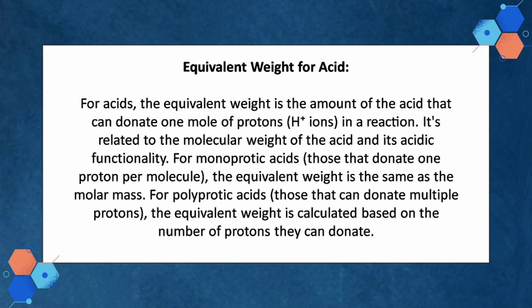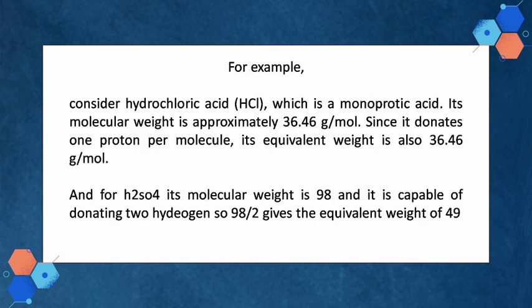For example, consider hydrochloric acid, HCl, which is a monoprotic acid. Its molecular weight is approximately 36.46 grams per mole. Since it donates 1 proton per molecule, its equivalent weight is also 36.46 grams per mole. And for H2SO4, its molecular weight is 98 and it is capable of donating 2 hydrogen, so 98 halved gives the equivalent weight of 49.